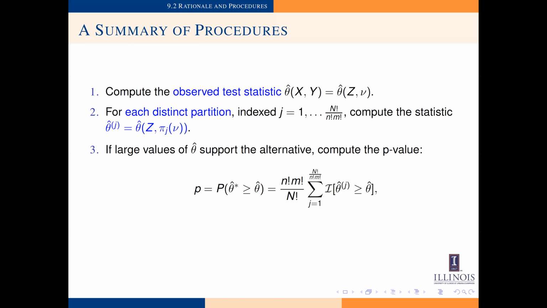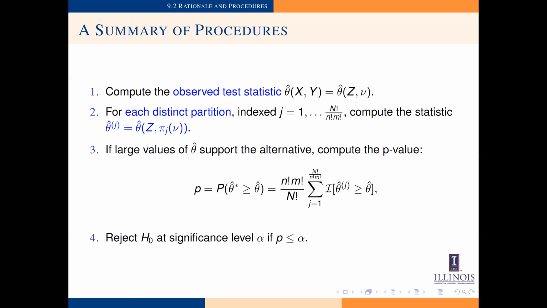In the third step, we compute the p-value. So let's consider the case where large values of theta hat support the alternative hypothesis. So we do the one-sided test and see what is the chance of getting a theta hat star larger than or equal to the observed theta hat under the null. So the p-value is given by the probability that theta hat star is larger than or equal to the observed theta hat, which we obtained from the first step. And that's equal to what we have displayed before. So it's exactly the same as the formula before.